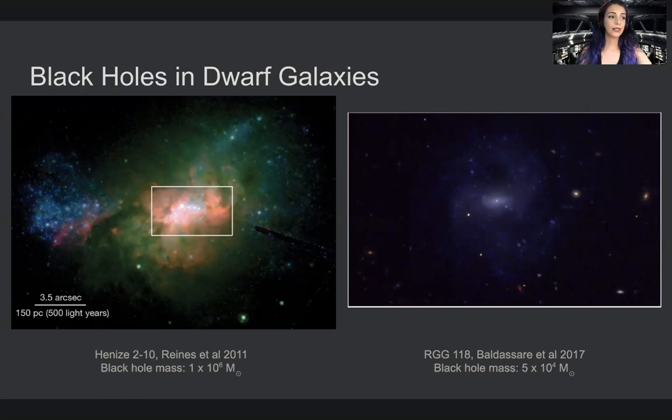These images show evidence of black holes in dwarf galaxies. On the left is Henize 2-10 from Reines 2011, with the black hole mass calculated to be about 1 million solar masses. On the right is RGG 118 from Baldassare 2017, with the black hole mass calculated to be about 50,000 solar masses. This shows us that black holes indeed exist in dwarf galaxies, and there could be potentially many more that we cannot see because they are not active.